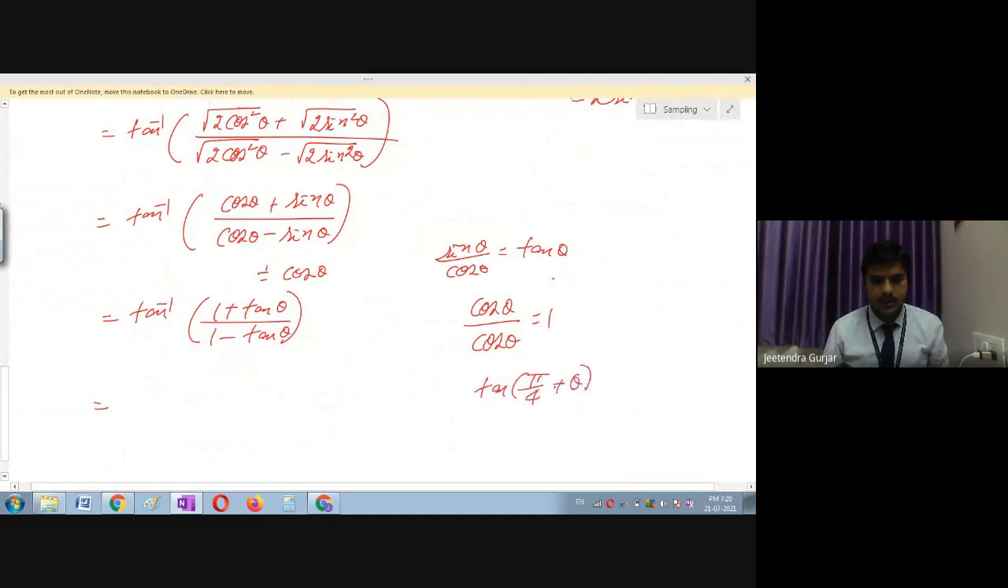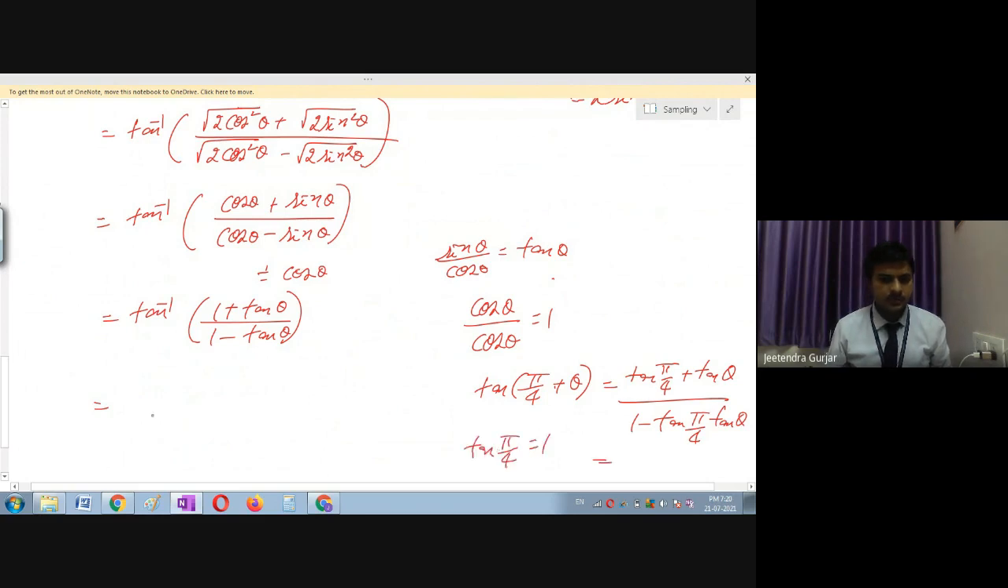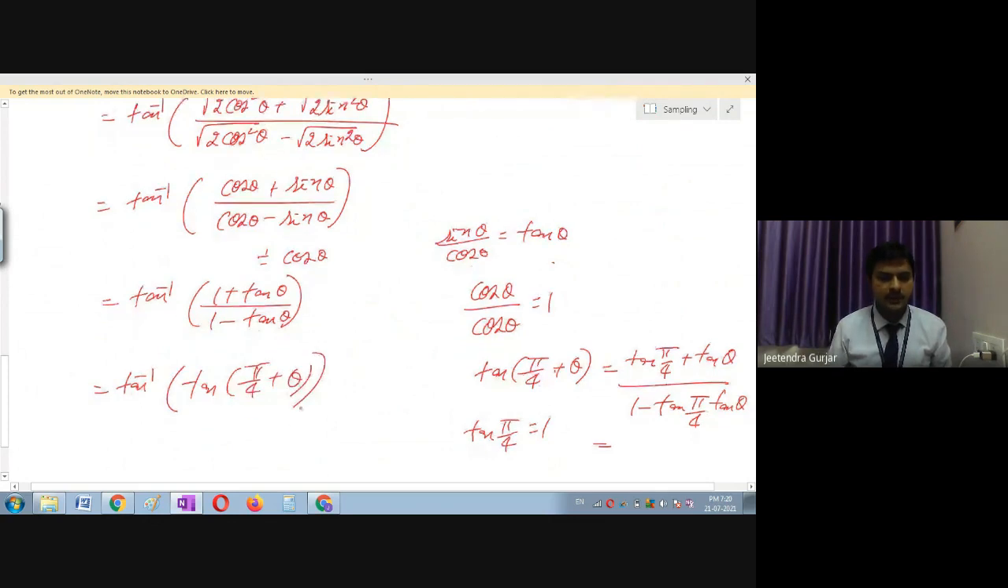You can easily write down tan of pi by 4 plus theta. So tan a plus b you can use, which will become tan pi by 4 plus tan theta. You can easily see tan pi by 4 is 1. So therefore we use this formula, students. Please remember this is 1. So therefore this is tan inverse tan a plus b. So a is nothing but pi by 4 plus theta. So tan will get cancelled.